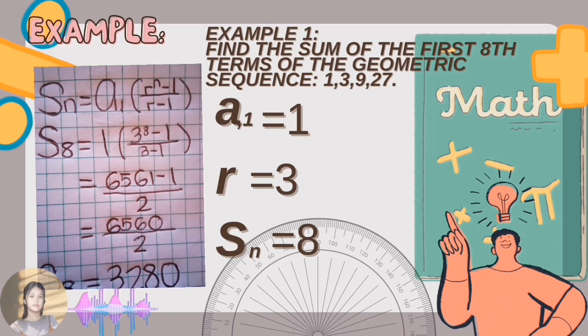So 6561 minus 1 over 3 minus 1, that is 2. Next, 6561 minus 1 equals 6560. Divided by 2, equals 3,280. So our sum of the first 8 terms is 3,280.